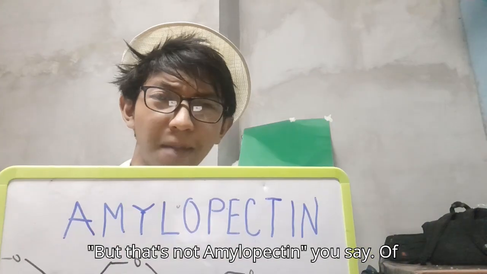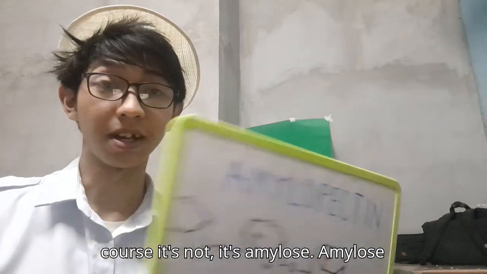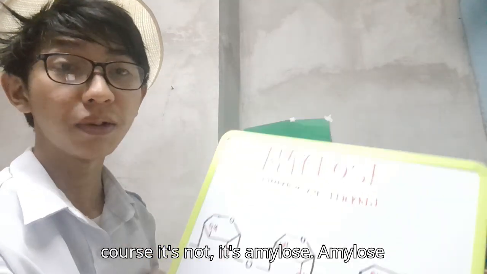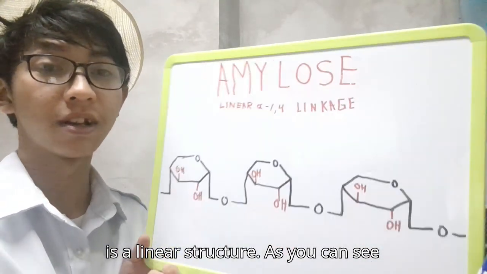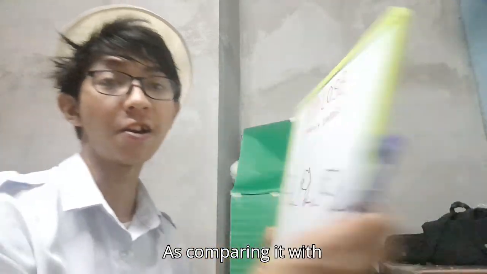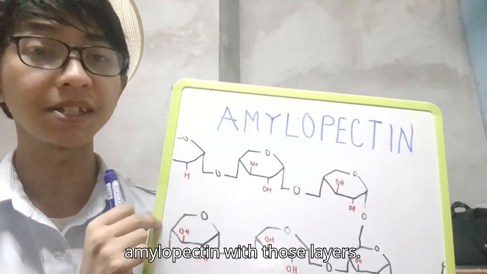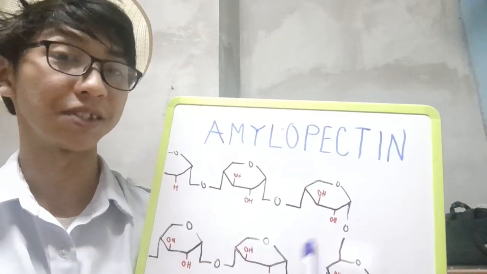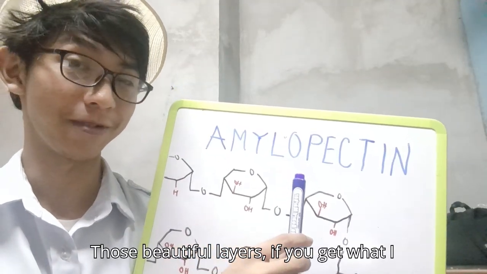But that's not amylopectin, you say? Of course it's not, it's amylose. Amylose is a linear structure. As you can see here, there's only one chain. As compared with amylopectin, with those layers, those beautiful layers, if you get what I mean.